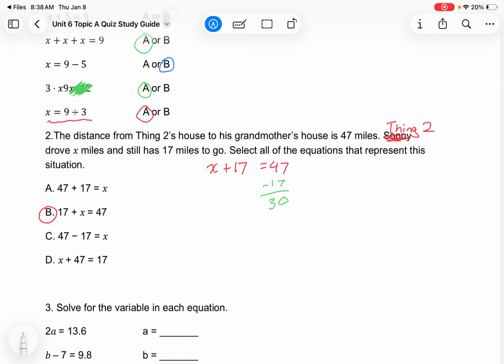Well, 47 plus 17 is 64. So 64 is not 30. 47 minus 17 is 30. 30 plus 47 is 77, which is not 17, so it's not D. And so those are our two equations.